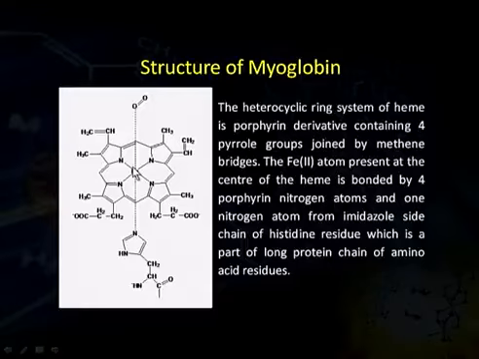The iron atom present at the center of the heme is bonded by 4 nitrogens of the porphyrin and 1 nitrogen from the imidazole ring. This is the imidazole residue and it contains 1 nitrogen. The 5th coordination site of iron is occupied by this nitrogen.